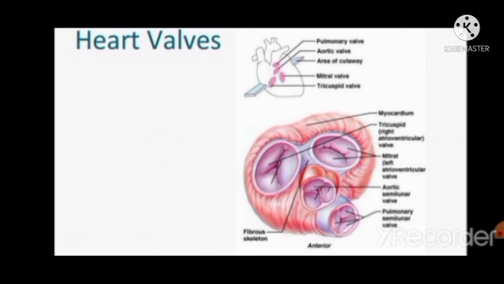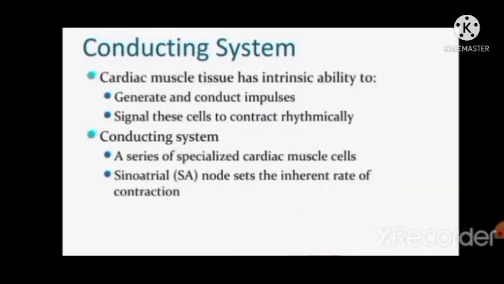Pulmonary valve, aortic valve. This is the mitral valve and tricuspid valve. These are the locations of the heart valves.